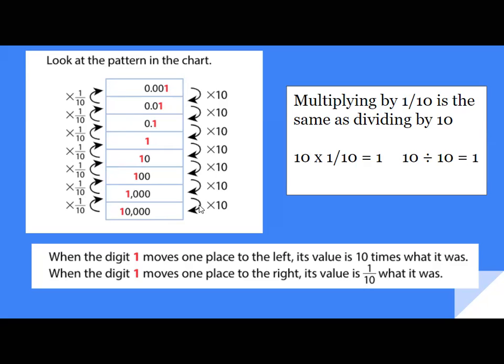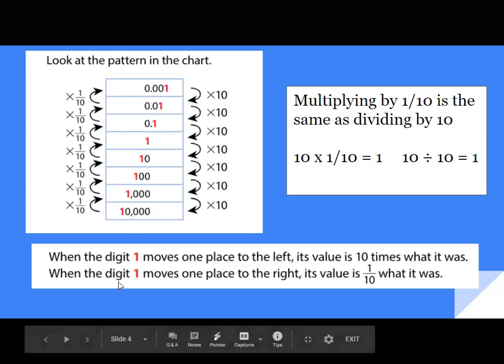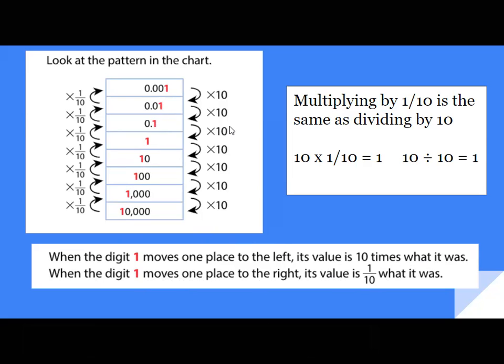So every time we multiply by 10, that digit is going to move one place to the left. If we divide by 10, that digit is going to move one place to the right. So when the digit 1 moves one place to the left, its value is 10 times what it was. So if it is increasing one place value each time, it's 10 times its original value. When the digit 1 moves one place to the right, its value is now 1/10 of what it was. So it's decreasing. It's now 1/10 the value that it started with.